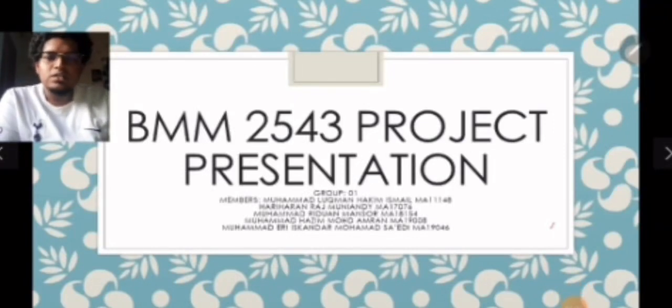My name is Hariharan Raj, son of Munyadi, and my metric ID is MA17076. I am from Group 1, and the names of my other group members have been put onto display for your viewing. We are from section 02 of the subject BMM2543 Fluid Mechanics 2.